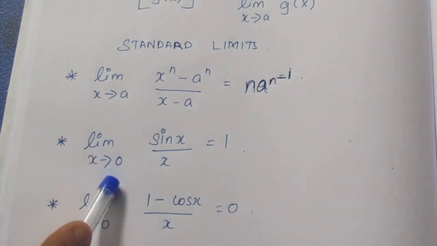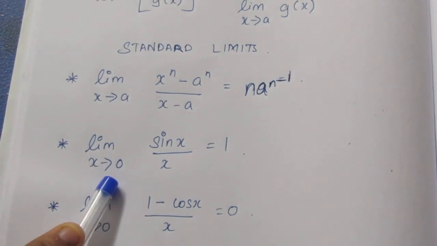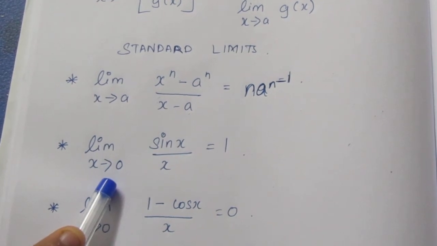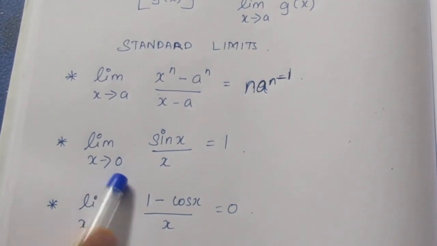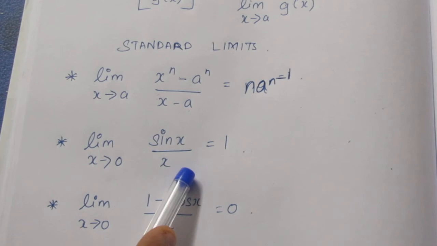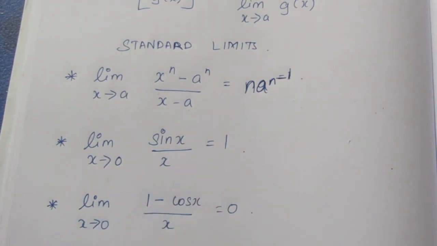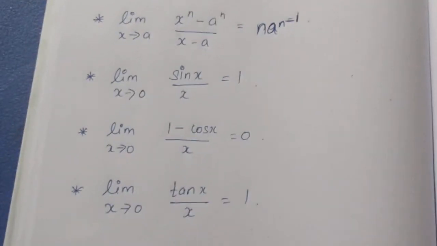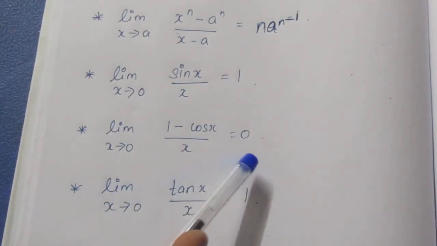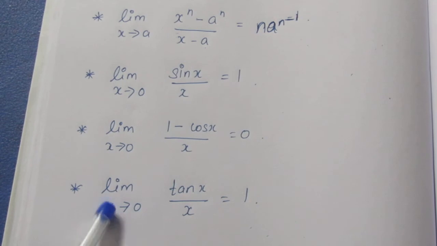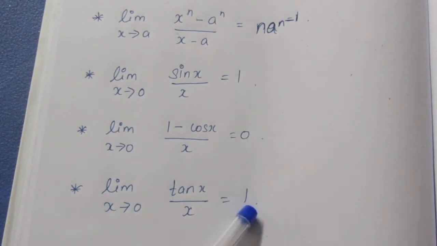The next condition is limit x tends to 0. It is only x tends to 0, not any other number, not infinity. X should go to 0. X tends to 0, then sin x by x is equal to 1. When limit x tends to 0, 1 minus cos x by x is equal to 0. Same way for x tends to 0, tan x by x is equal to 1.